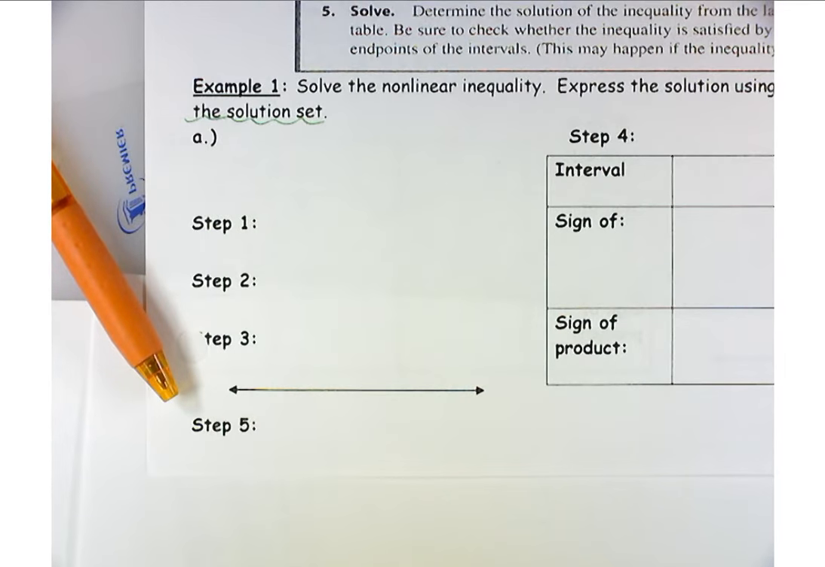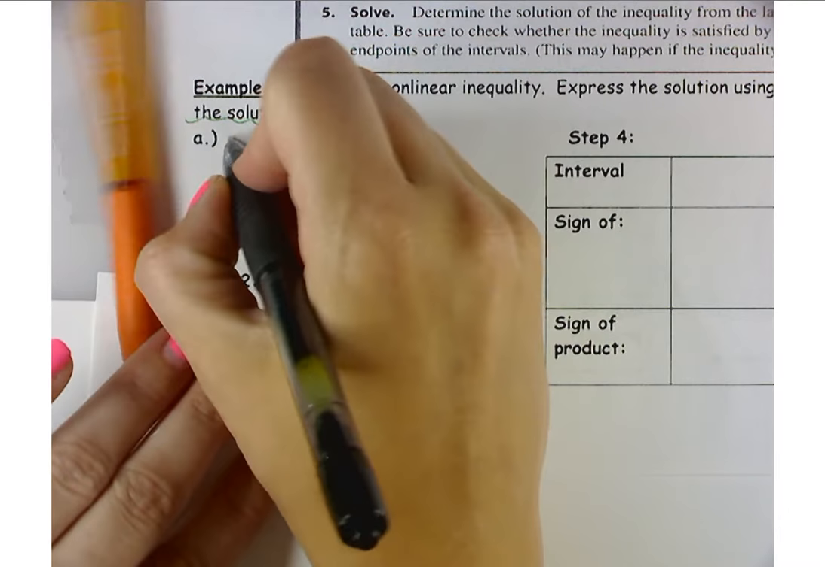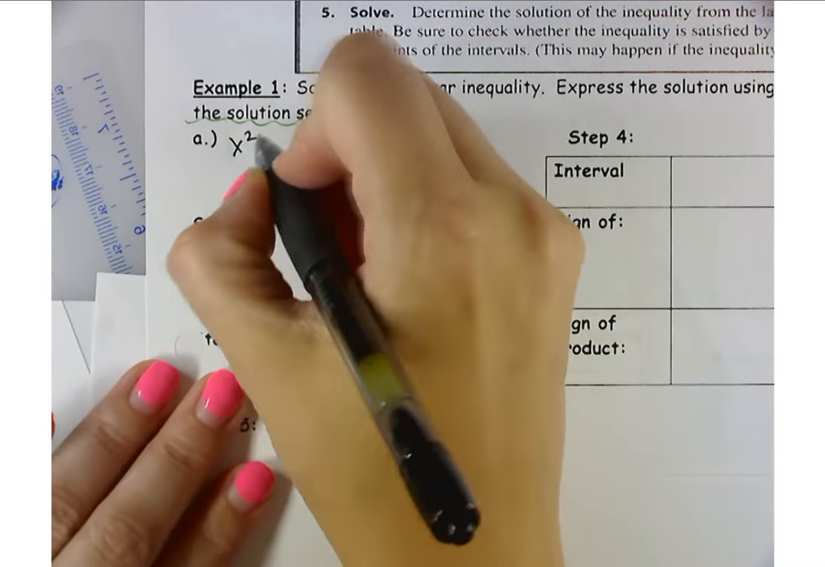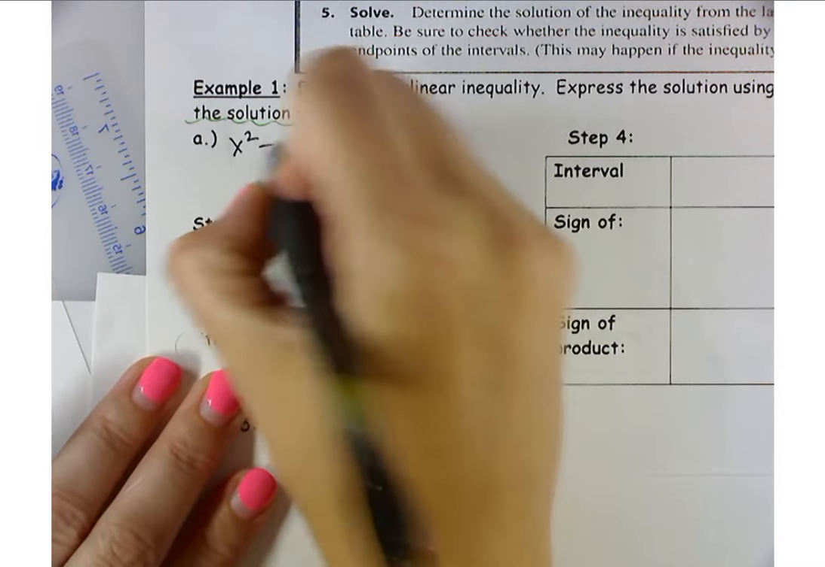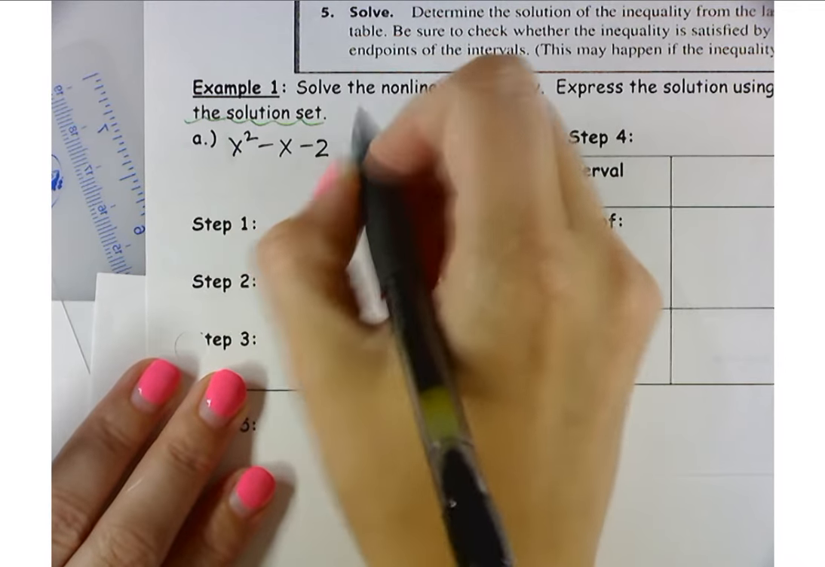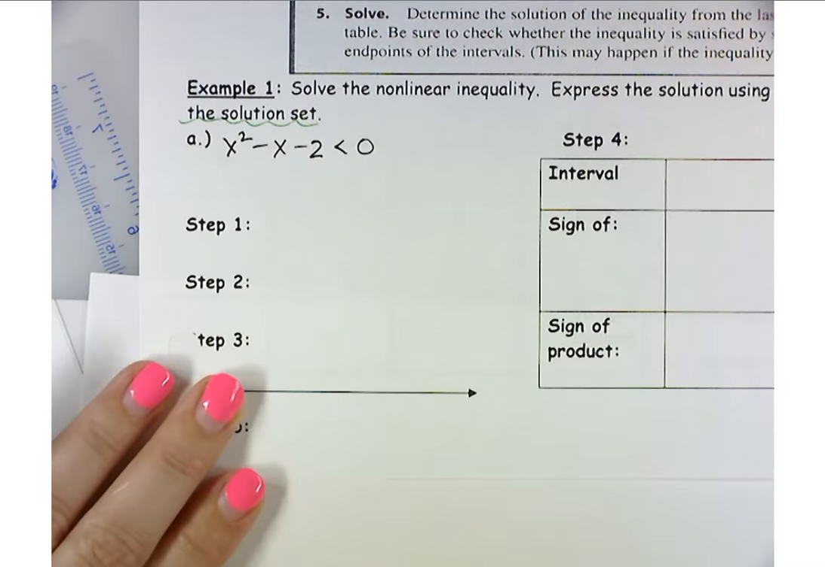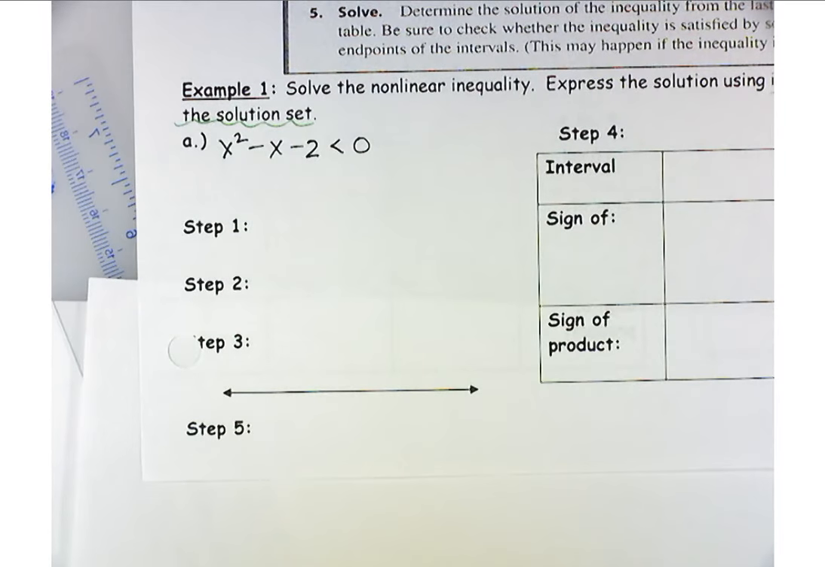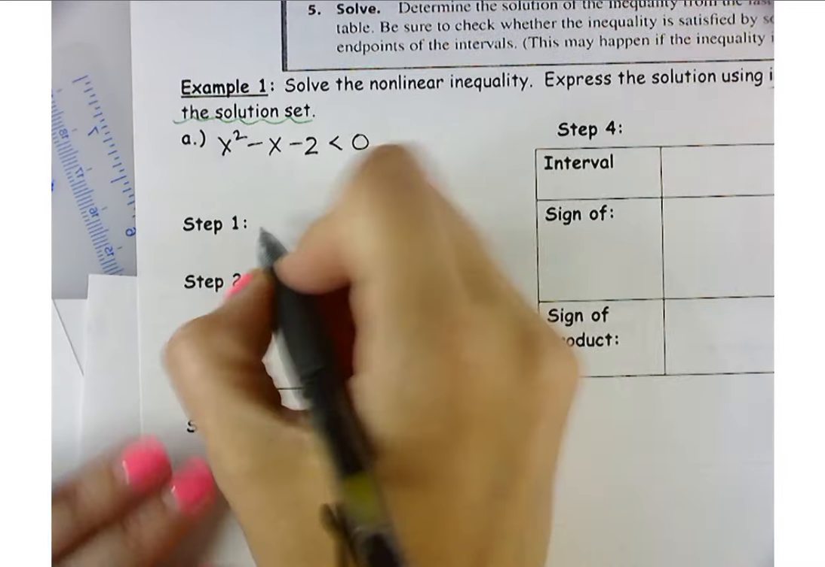Let's go ahead and solve a nonlinear inequality. For the first one, we have x squared minus x minus 2 is less than 0. Emily, will you remind us what our first step is? Move all terms to one side, so I have 0 on the right side. Do I have 0 on the right side? So step 1 is already done.